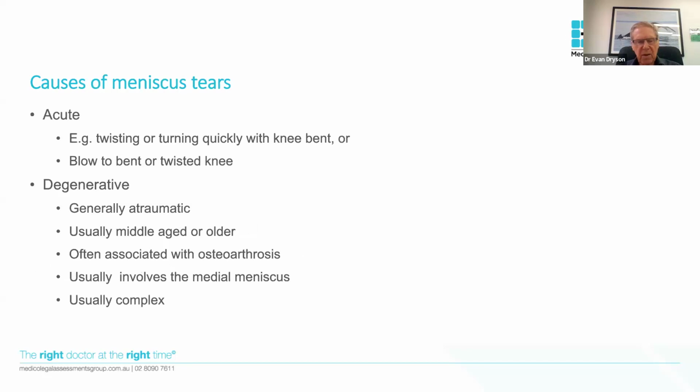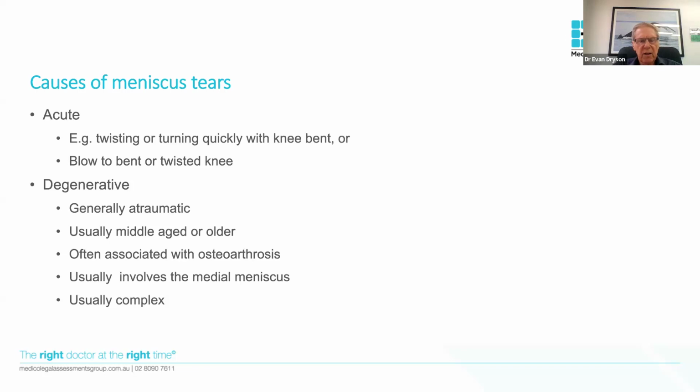So we can look at the causes of meniscal tears in two capacities. One is the acute and the other is the degenerative. So an acute tear would normally take place in an otherwise healthy meniscus. And it's due to some physical action such as twisting or turning quickly, particularly if the knee is flexed. It could also be due to a direct blow to the knee, particularly if the knee is bent or twisted, putting the meniscus under strain. So an acute tear generally occurs in otherwise healthy people. It's seen, for example, in athletes.